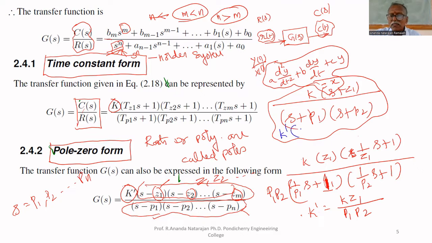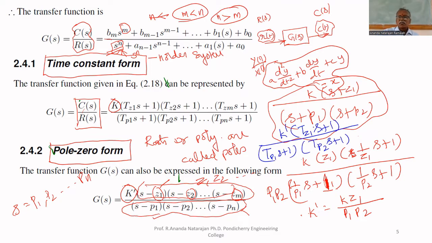So the transfer function becomes K dash times (T Z1 S plus 1) upon (T P1 S plus 1) multiplied by (T P2 S plus 1). Here 1 by Z1 is equal to T Z1, 1 by P1 is equal to T P1, and 1 by P2 is called T P2.